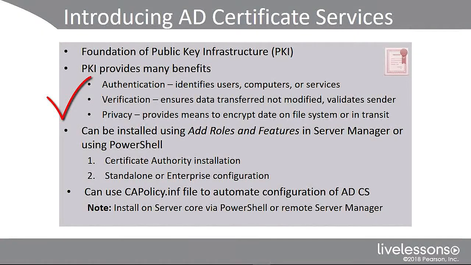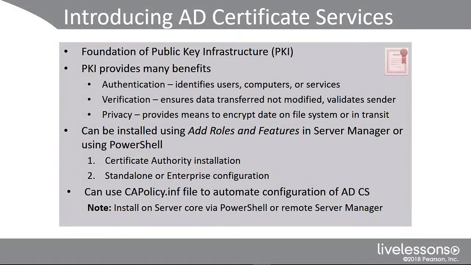PKI provides three primary benefits: authentication, allowing you to identify users or computers or services; verification, ensures that your data being transmitted has not been modified in any way, shape, or manner, and it also verifies that the sender who's sending that information is who they are claiming to be. Lastly, privacy provides a way to encrypt the data, either at rest, which means on the file system, or in transit, such as an email message.